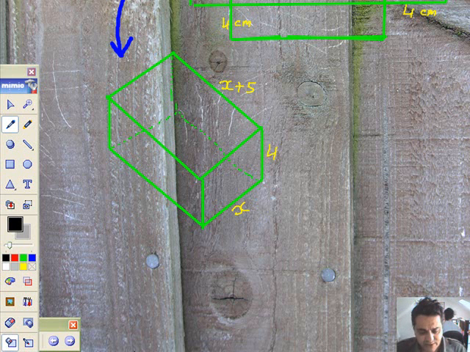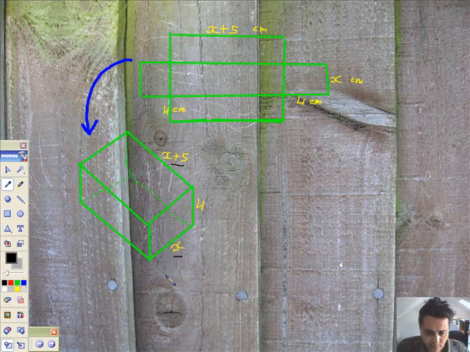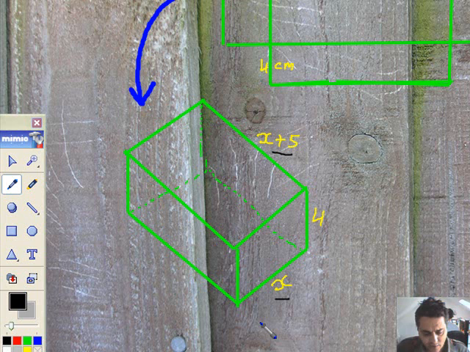It says write down expressions in terms of x for the length. Well, the length is going to be x plus 5. Yeah, I've got that one. The width, well, that's just going to be x alone. There's the width. And the height of the box, it doesn't ask me for the height, but basically the height is 4 centimeters. That's it. Now that's part A done.